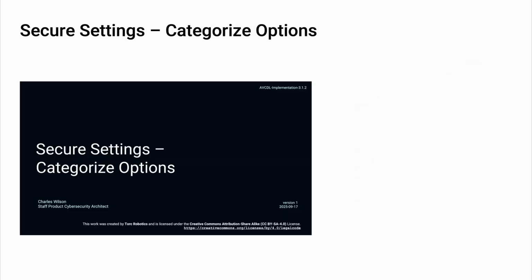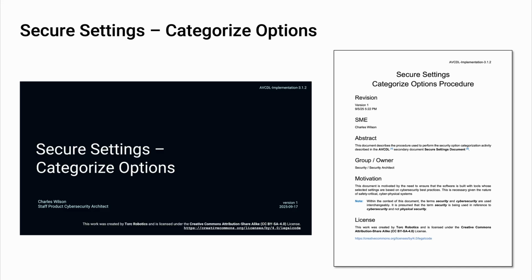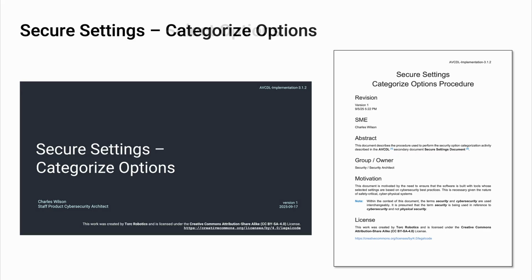The secure settings categorize options training goes along with the secure settings categorize options procedure. It extends the example from the identify options training and covers how one might create severity categories and categorize the identified options so that they can be processed later.